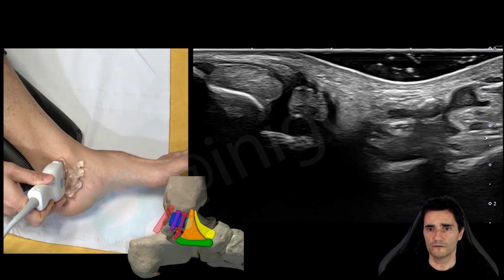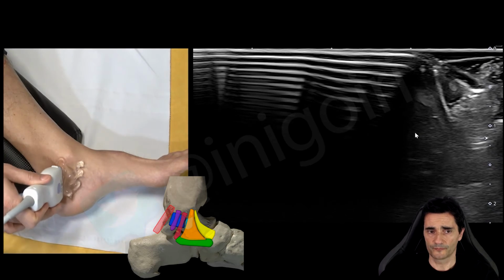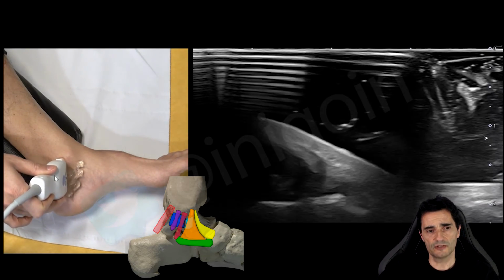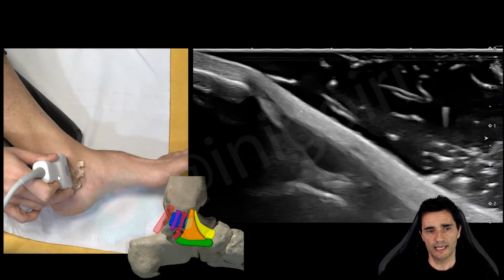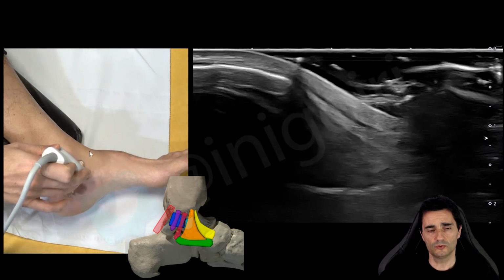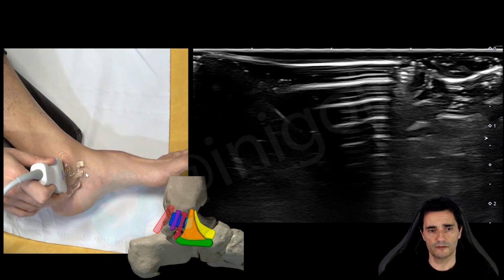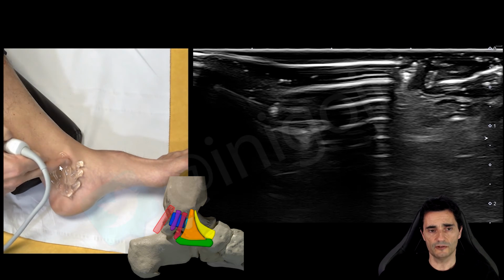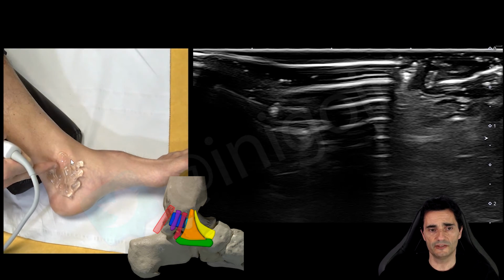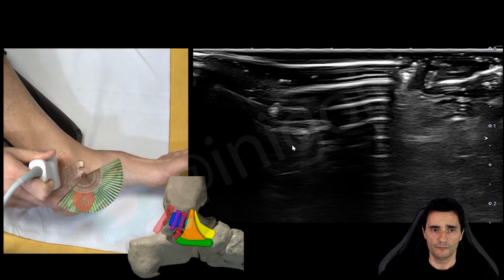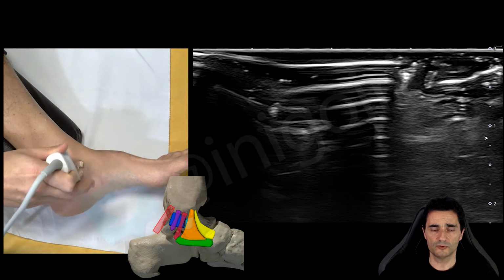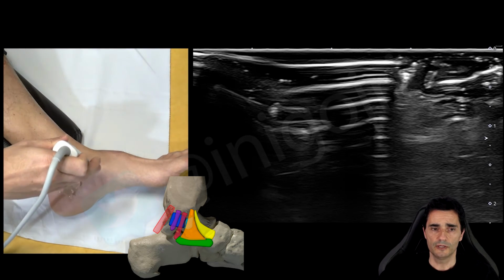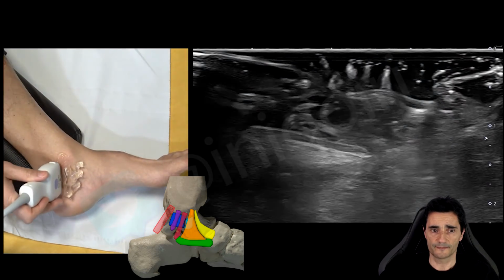This is the first view we must obtain. Remember that we must perform this scan in a fan shape in order to have a good view of the different components of the deltoid ligament, and we will start in the posterior malleolus and finish in the anterior malleolus. Both movements are very important to have a good view of the deltoid ligament complex.